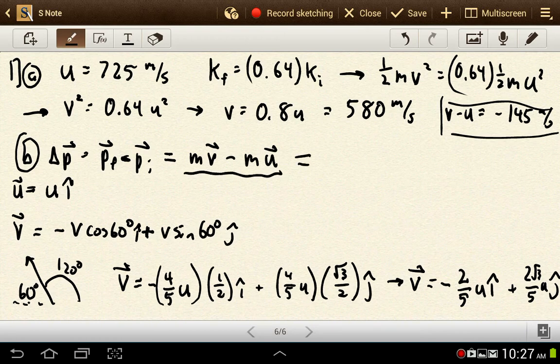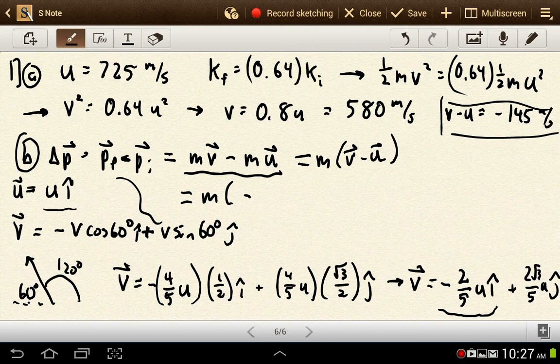Okay, so now we've got to plug this into the momentum change equation, and we can really just say that's equal to m times v minus u. Taking this through, this is going to be equal to m times negative 7/5 u i-hat, from the negative 2/5 u i-hat in v minus the u i-hat, and then the j-hat part does not get subtracted from, so plus 2 radical 3/5 u j-hat. Okay, and that is our change of momentum.